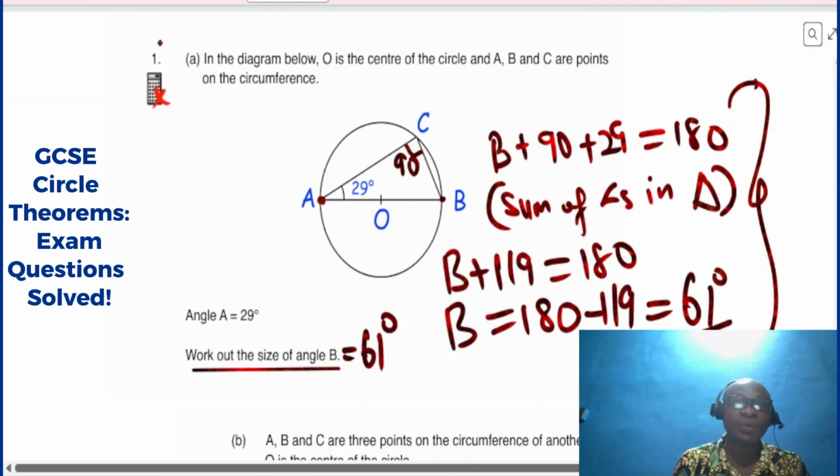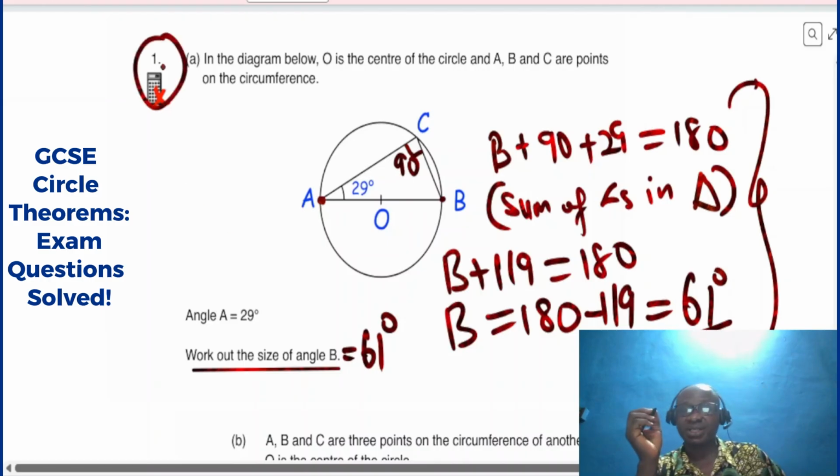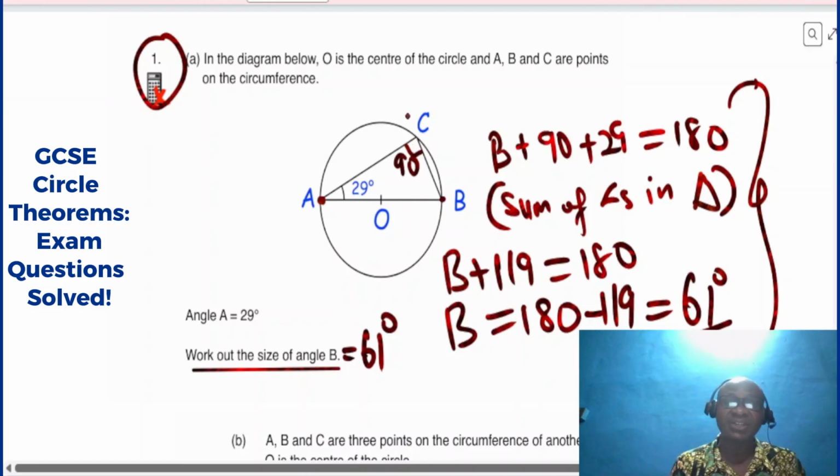So this is a typical question that you can see, and if you look at it, it's not a calculator question. You don't need a calculator to do it. Just apply the sum of angles in a triangle. See, I applied two theorems here. Do you know the two theorems? One, I applied the theorem that says angle in a semicircle is what? A right angle. To know that the angle at C must be 90. Do you get it? Yes, sir.